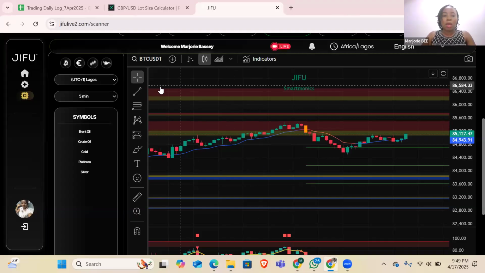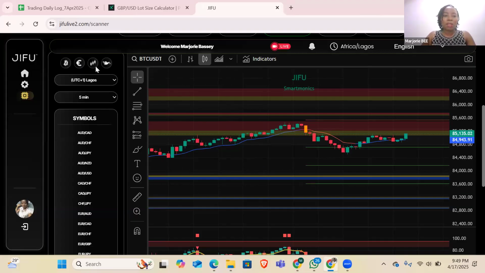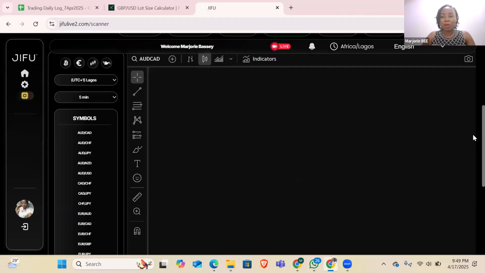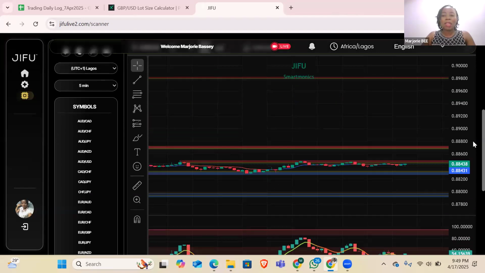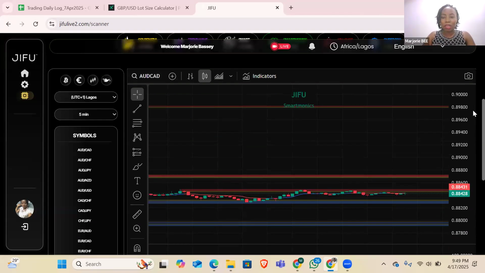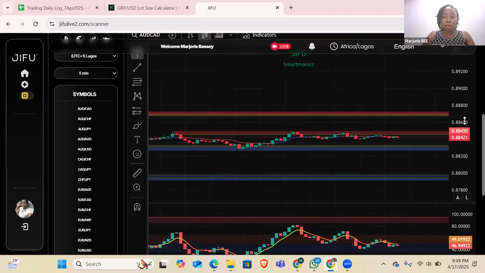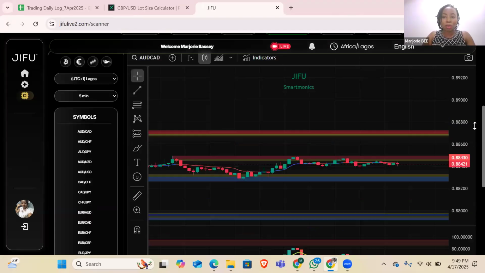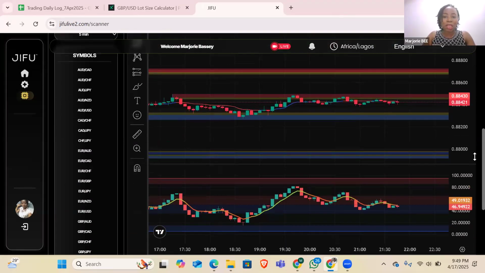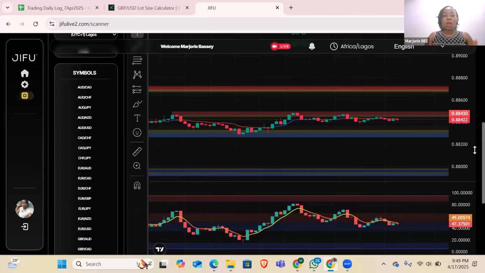Yeah. So let's go back to the currency, and let me select AUD CAD, for instance. Now this scanner has two sections. This interface has two sections, and this is where I need you to pay keen attention, because it forms part of the strategy that we use in taking trades on Smart Monies.